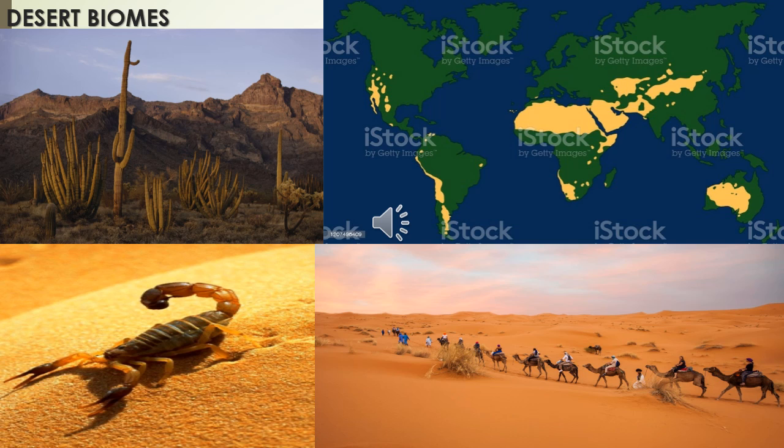This region lies between 20 degree and 30 degree north and south latitude. The annual rainfall here is less than 25 centimeter. Because of the lack of rainfall and arid, that is desert, condition, this region does not support any vegetation. But they have a special type of vegetation called xerophytes.